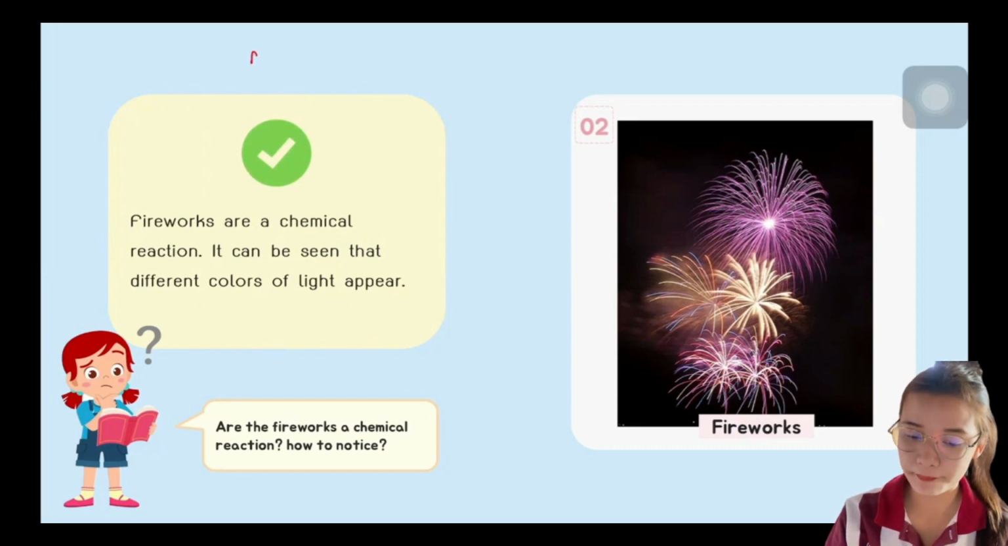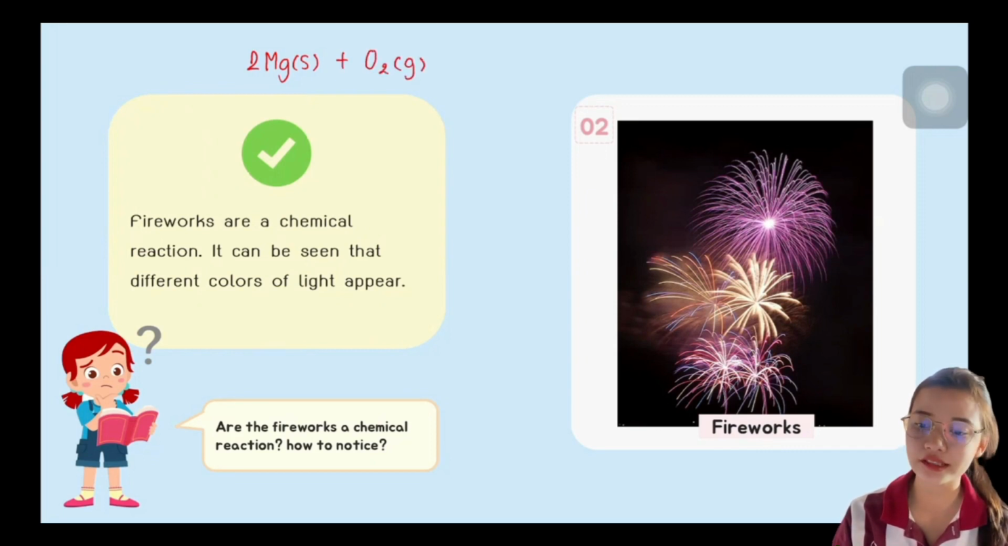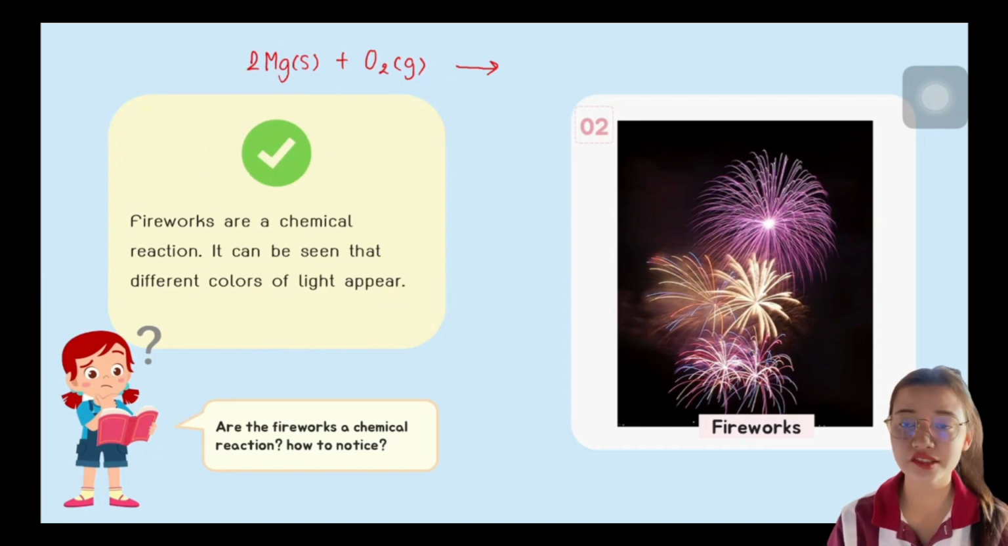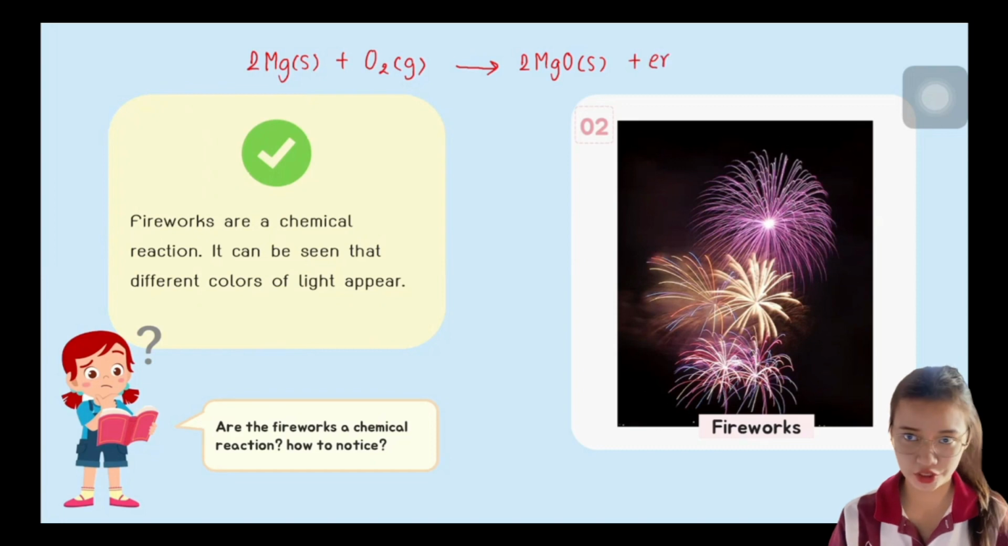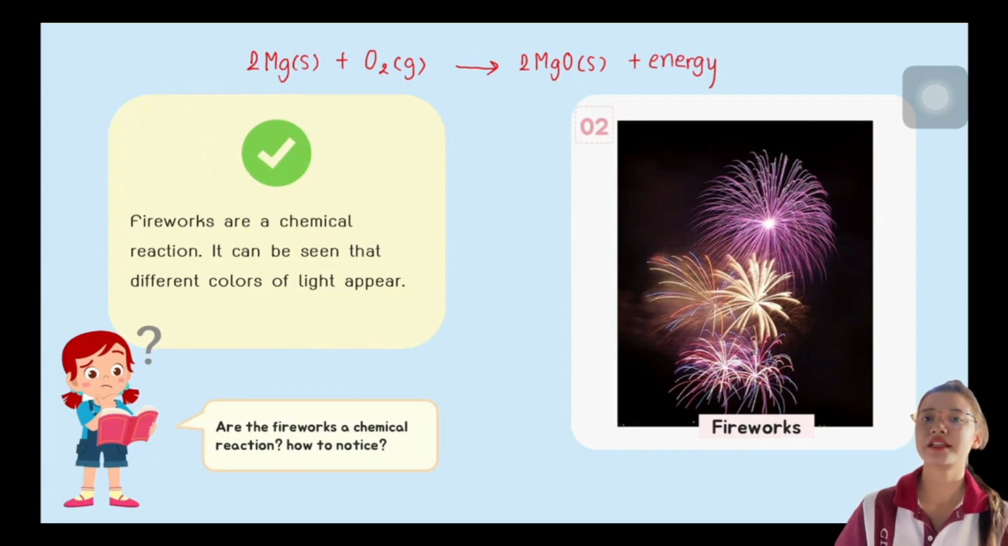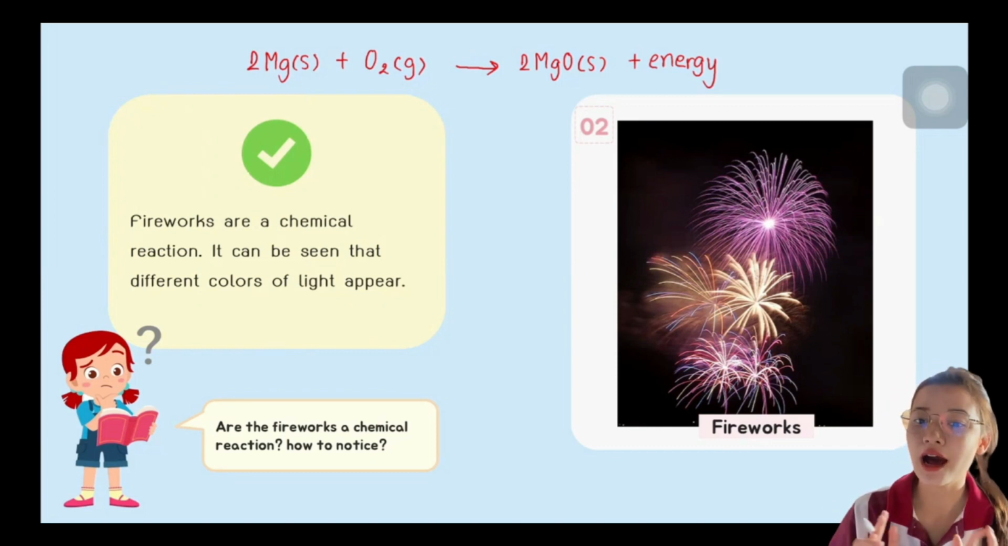Here is an example of a chemical equation. 2 moles of magnesium react with oxygen gas. The products are 2 moles of magnesium oxide and energy. So this is the chemical equation of the reaction in fireworks.